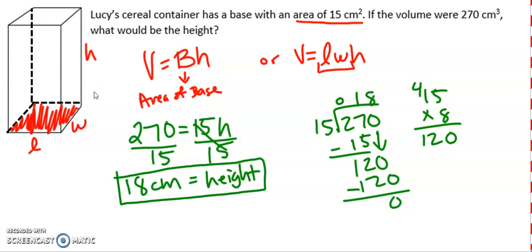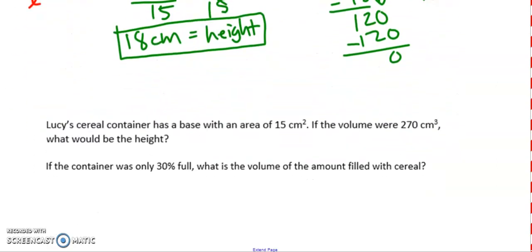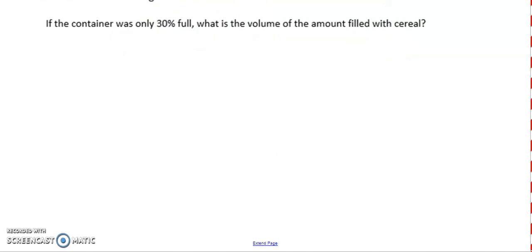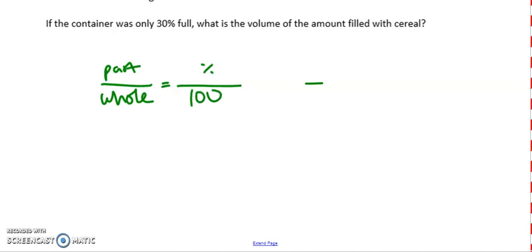Now, if I wanted to take it one step further, they gave me the volume. If they said something, for example, we only want to say that the container was 30% full, what's the volume of the amount filled with cereal? So if the amount was only 30% full, you can think about it like a proportion, right? So I've got my part over my whole amount and my percent over 100. In this case, I know my volume was 270, and that's the entire container. And I have 30% out of 100. Now I need to figure out, how much of 270 is 30%? That's what's missing. So guys, it's kind of like a proportion.